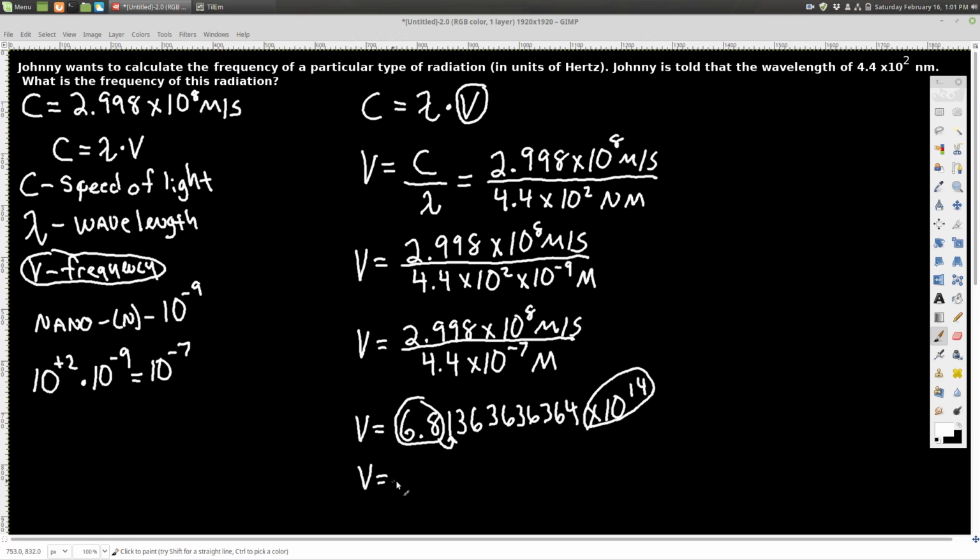So let's write that down. V equals 6.8 times 10 to the 14th. Now, what we do need to do is make sure that we record the correct units. If you look up here, meters and meters are canceled out. The only thing that's left in the numerator is per second. That is 1 over a second, which is the same thing as 1 cycle per second. So basically that's our hertz, our Hz.